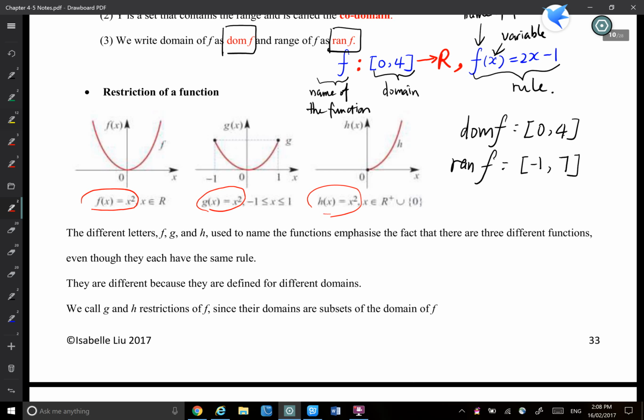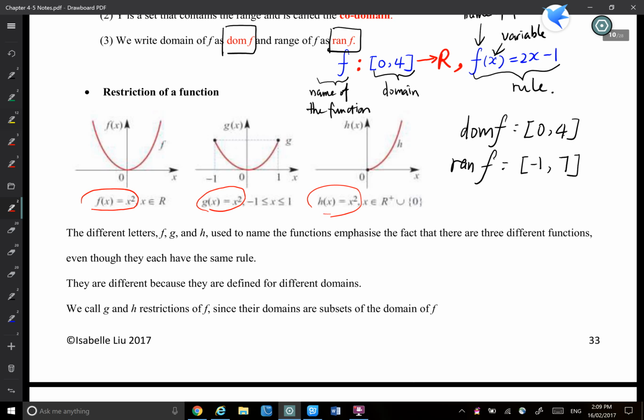All the functions look different. Can you see that? The graphs look different. This is a full parabola, this is like a half of that, and this is half a branch of that. So if they have the same rule but different domain, they're not the same function. Same rule doesn't mean same function. You must have the same rule and same domain, then they are the same function. Otherwise, they're not the same function because you can see the graphs look different. So that's what I want to say.